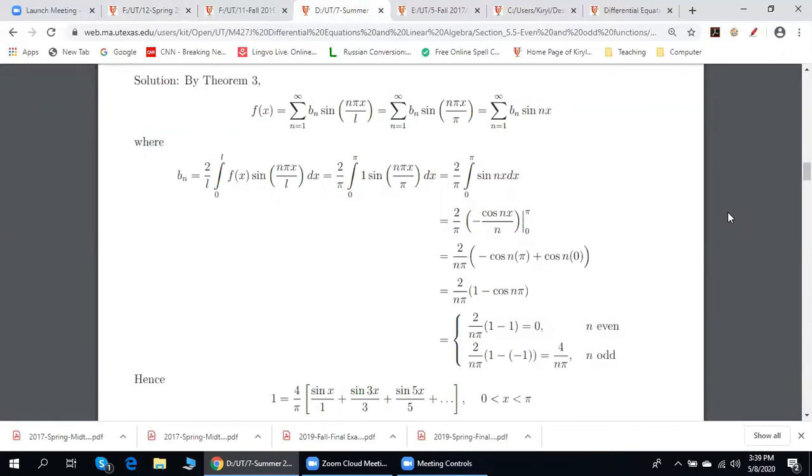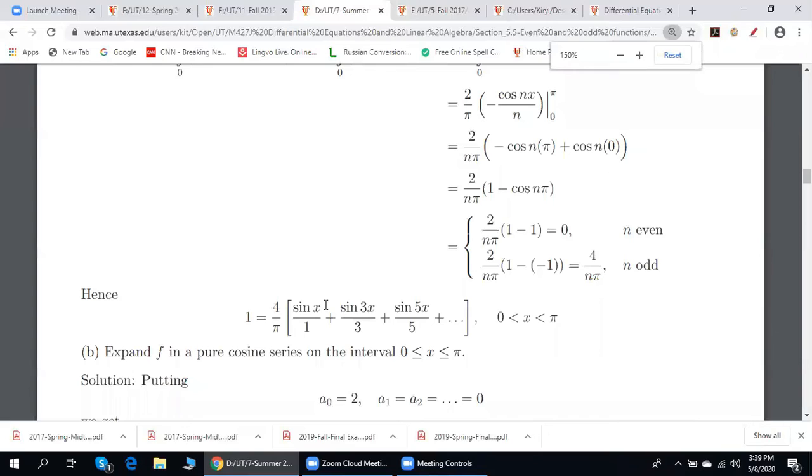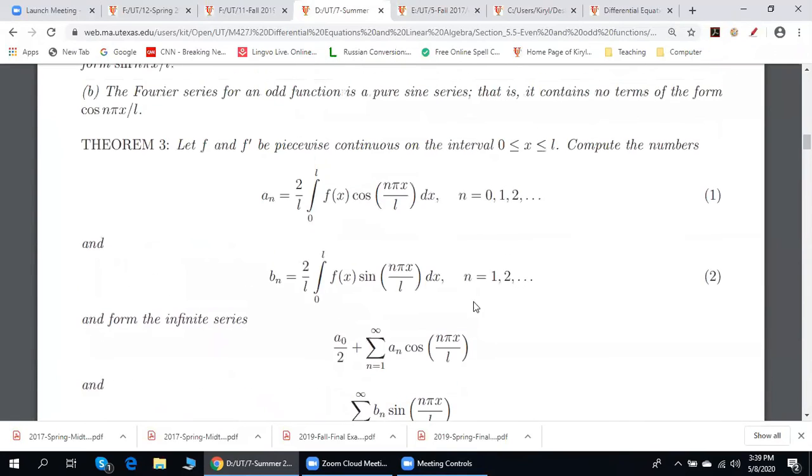Other questions? Just to make sure I understand, in this problem, you could have done it with cosines instead if you wanted to. Absolutely. Please take a look at B. Oh, okay. And f in a pure cosine series. Now there are two approaches. Approach number 1, let us apply this formula.